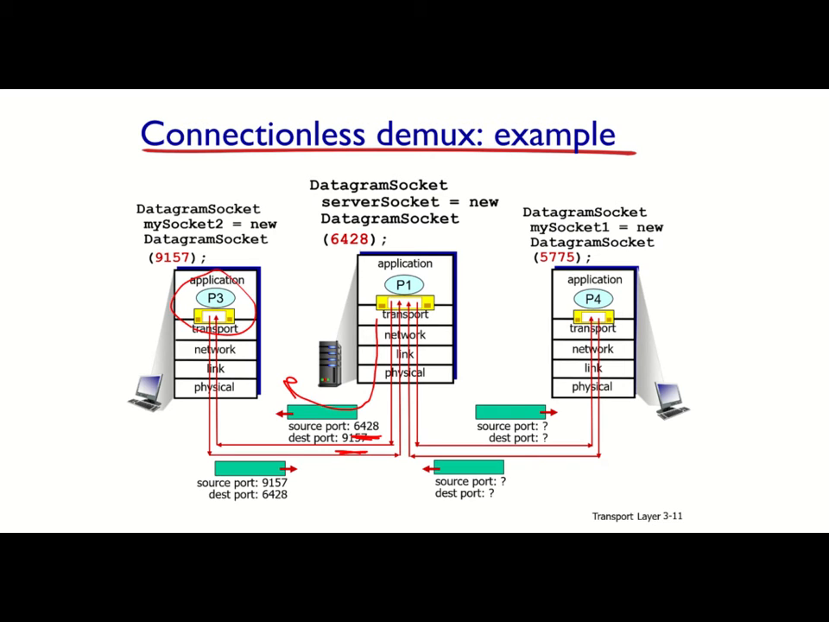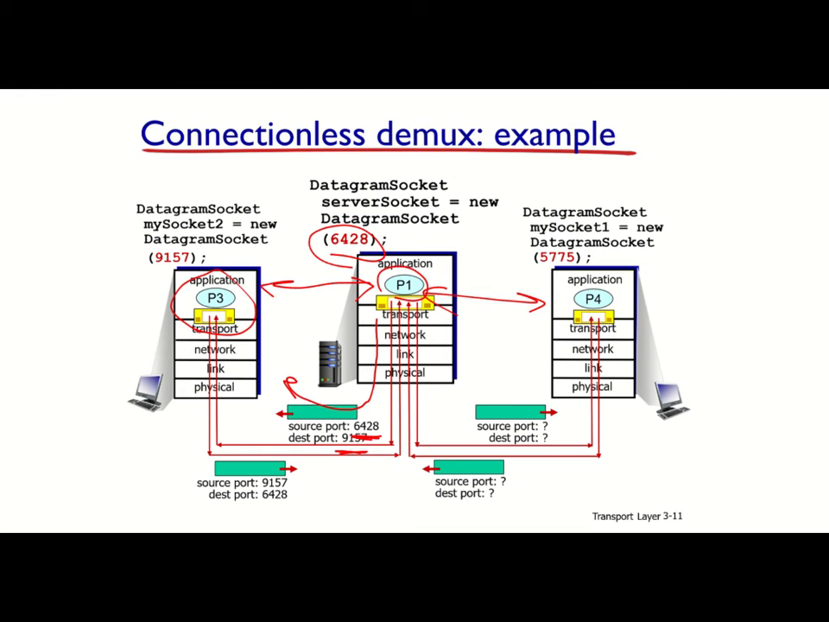This receives the segments in the socket with port number 9157, and the source port number on P1 is 6428 for the communication between P1 and P3. And we have a similar story between P1 and P4. Again, we need to have a source port, which is again the same number, 6428, because we are working with the same P1 process.